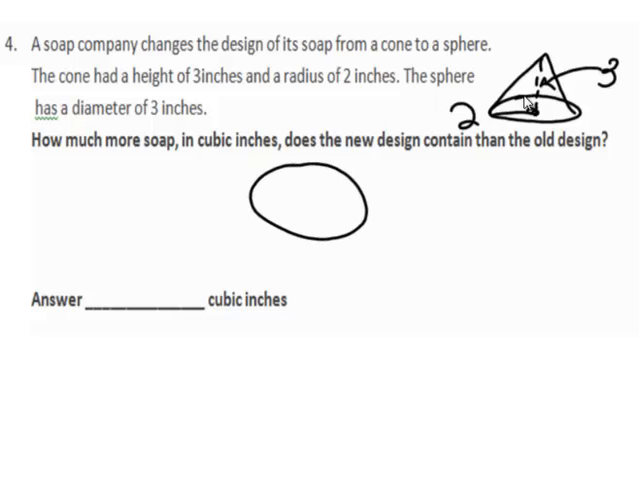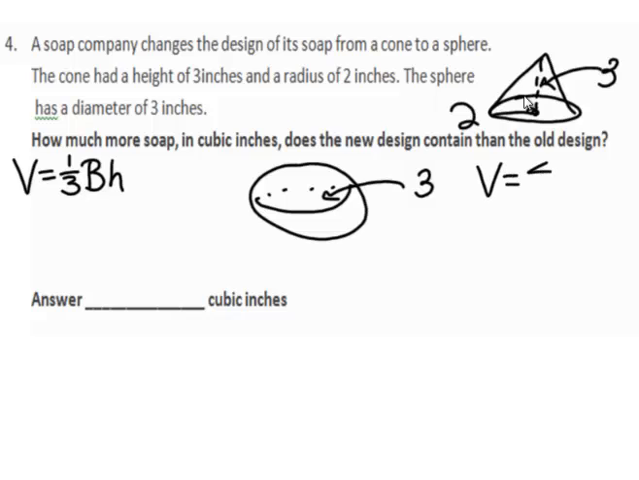and I'm not really good at drawing spheres, but I'm going to attempt horribly. There you go, there's your sphere. It has a diameter of 3 inches. So we need to figure out the volume. The volume of my cone is 1/3 the area of the base times the height. The volume of the sphere is 4/3 pi and then radius cubed. Okay? That formula can be found on your reference sheet if you don't have it.